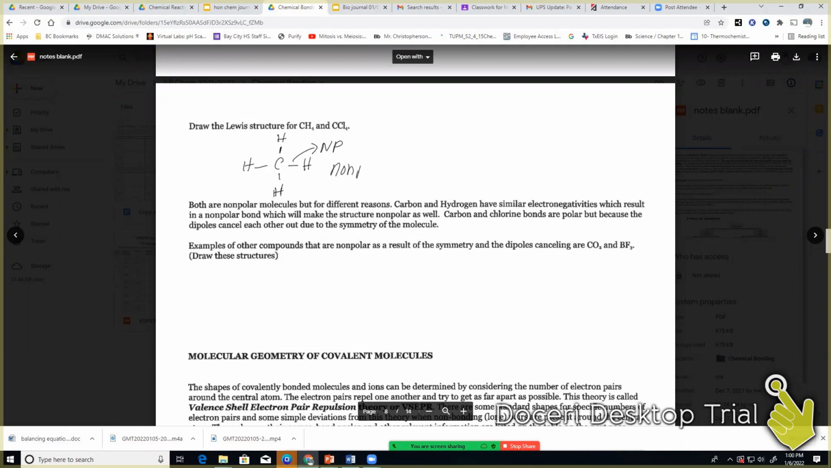So this is nonpolar bonds and non-symmetry, or non-symmetrical, which means the molecule is nonpolar. Now my next one, carbon tetrachloride. So I have carbon with three chlorines. So do you think that bond is polar? Is chlorine pretty electronegative? Yeah. So this would be a polar bond.